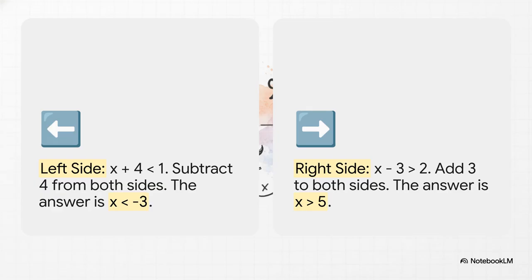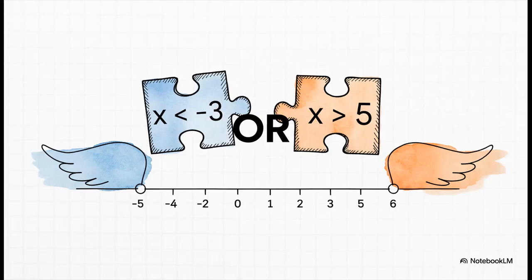Cool. Now forget that ever happened. Let's jump over to the right side. Here we just add 3 to both sides, and we get x > 5. See? What we did on the left had absolutely zero impact on the right. And that's it. That's our answer. We just put the two pieces back together with the word OR in the middle. So x < -3 or x > 5. See? Not so bad, right?